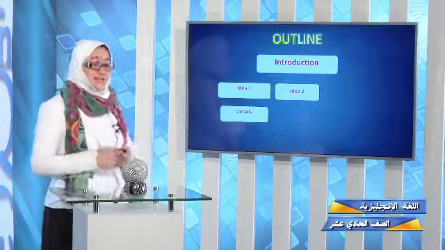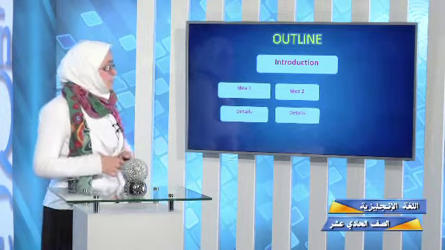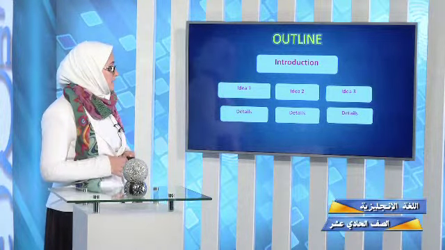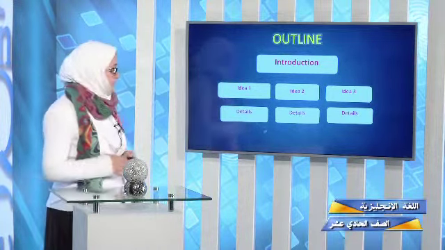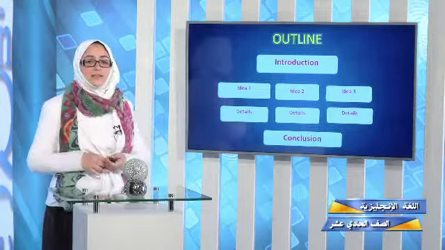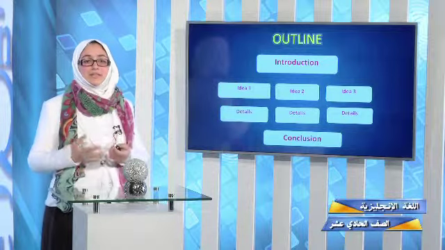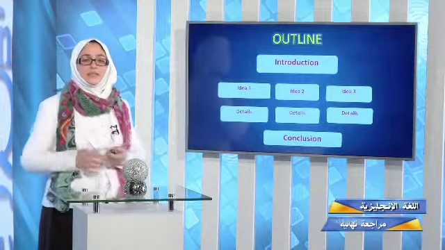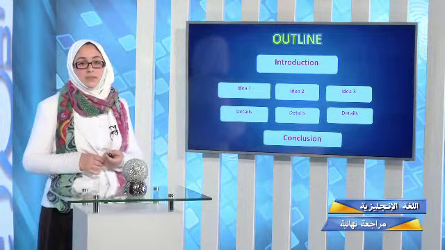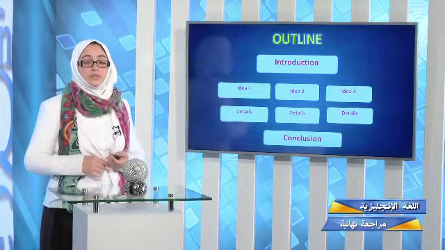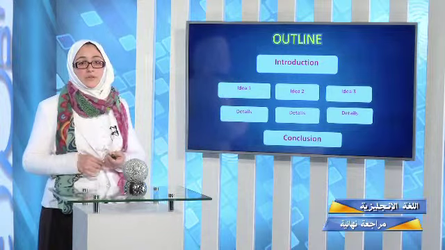Next, we move on to the second main idea and follow with similar details, and then a third main idea, and of course, another set of details. Lastly, we end with a concluding sentence. We include a sentence that concludes or wraps up everything that we have been talking about in the composition. So this is, of course, the ideal outline that you need to include before writing your piece of composition.